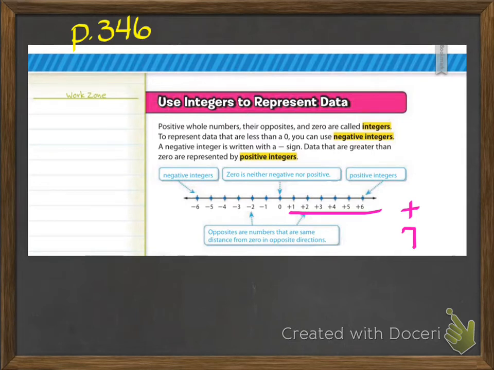Now, negative numbers, however, are a different story. If you're talking about a -4, so let's say we're talking about this guy right here, we do have to put that little minus sign in front of the 4 to indicate that it is a negative number. So you'll see that there is a difference between positive numbers and negative numbers.